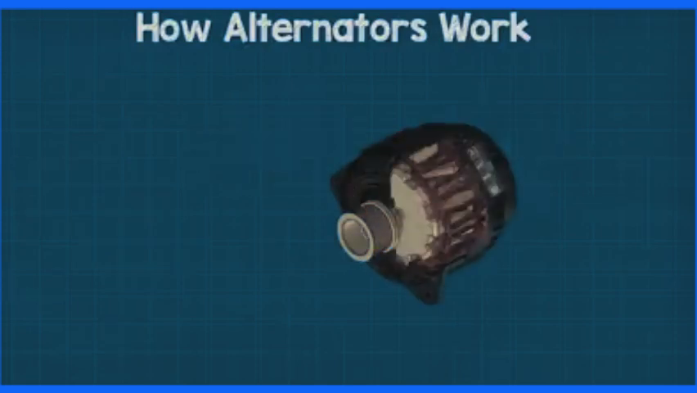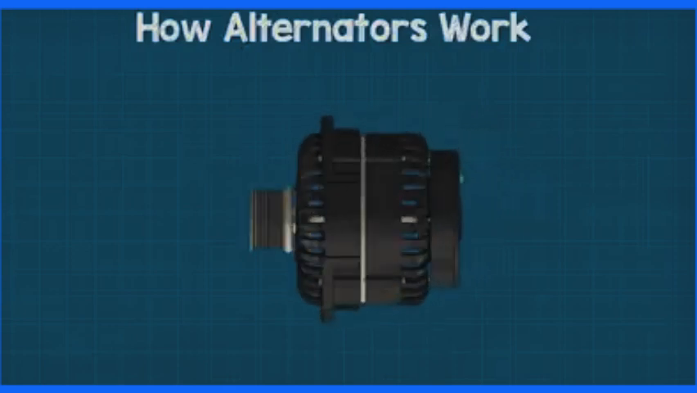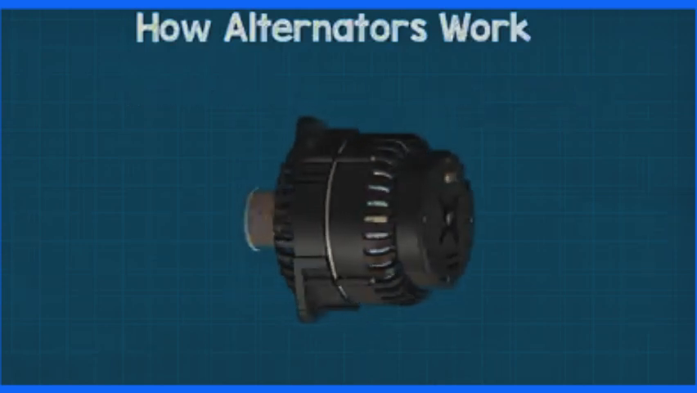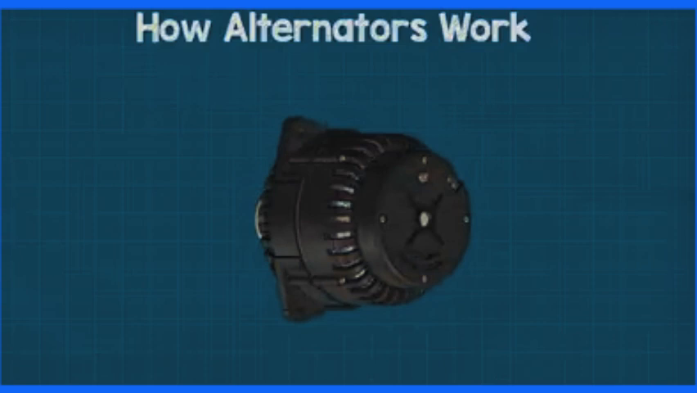The internal components are held inside the main housing. The housing consists of two parts, the front and the rear bracket. There are some slots cut into the casing to allow air to pass through and remove the unwanted heat which is generated. At the back of the unit, we have the electrical connections.